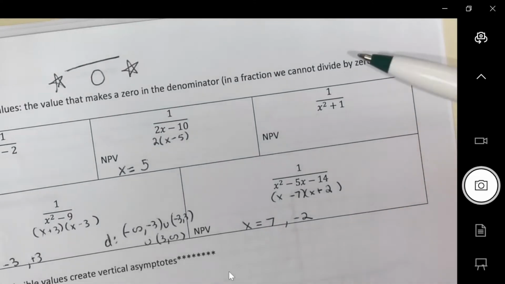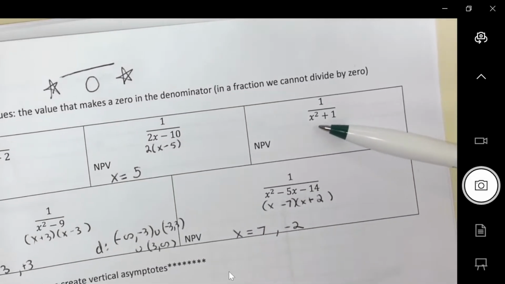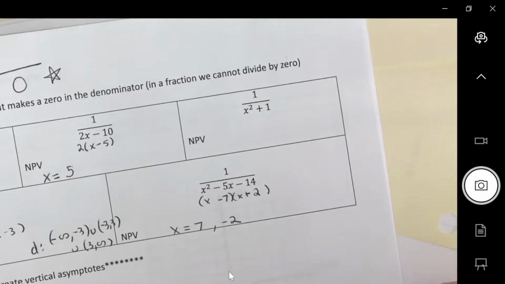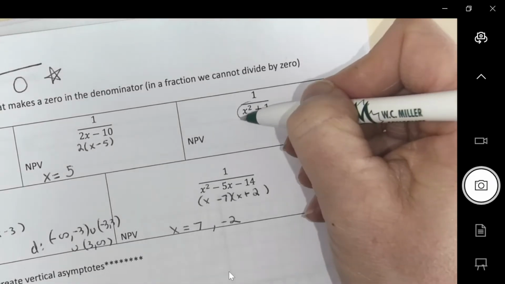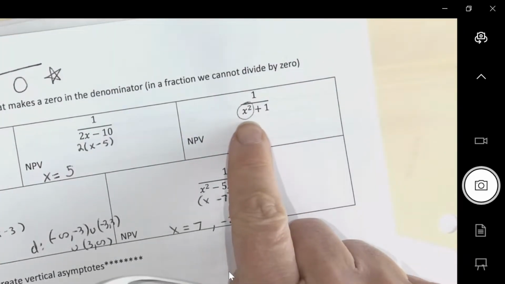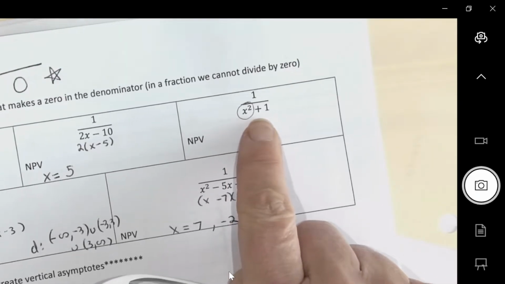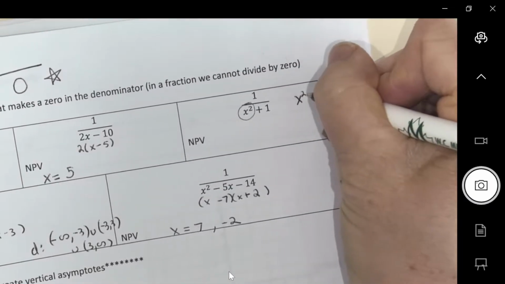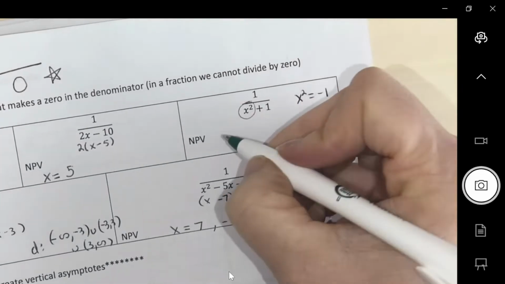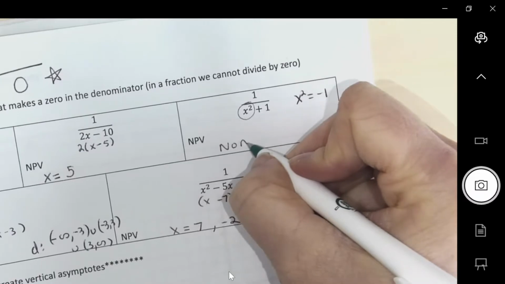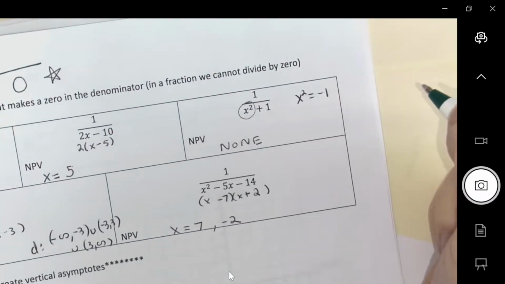Okay, the last one is different. By the way, this is not a factor. You can't factor that. What would X squared, not X, what would X squared have to be? -1. Is that possible? Can you ever square something to make negative? No. So there's no values that create a problem.